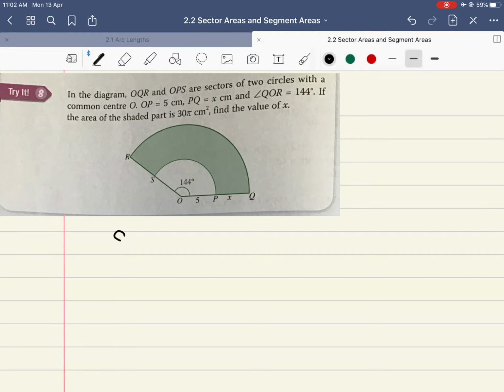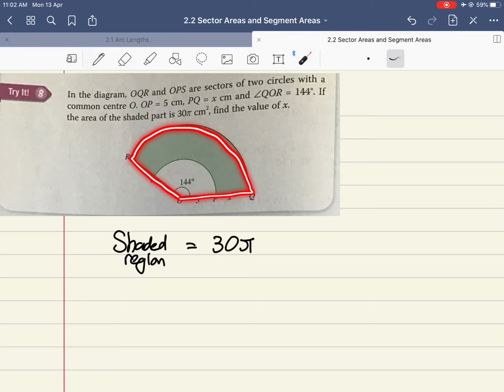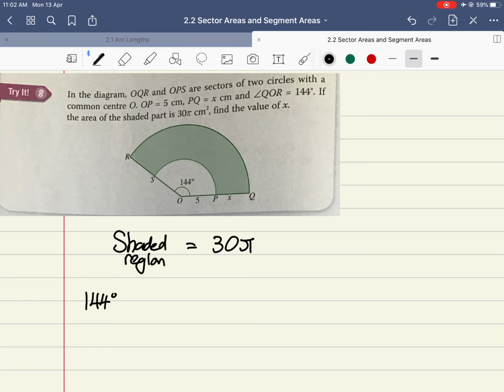So now how do I actually get the shaded area? I will first say this, that the shaded region is equals to 30 pi cm squared. So the shaded region can actually be thought of as this. I take the big sector, which is the one I've just drawn, minus away the area of the small sector. Then what I'm left with is this entire area here, which is the shaded region. So let me fill that in.